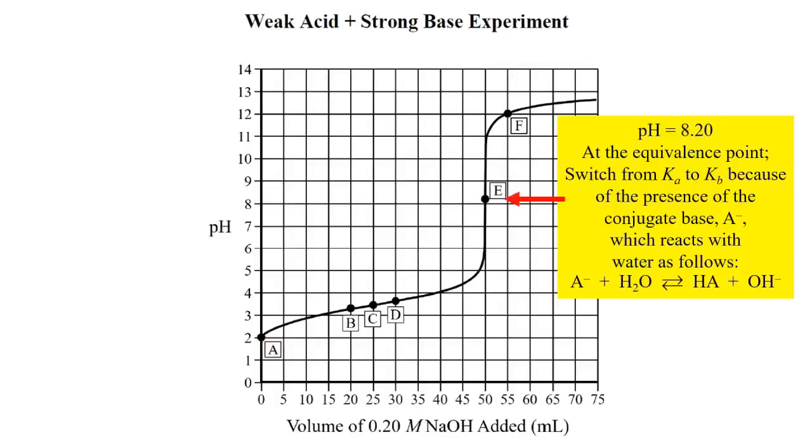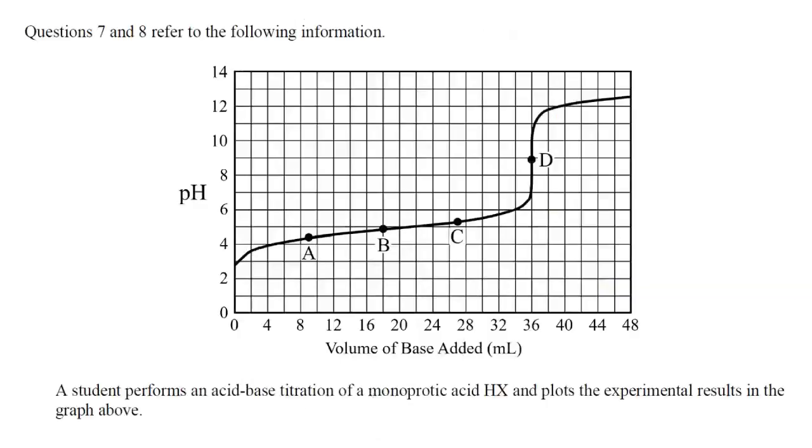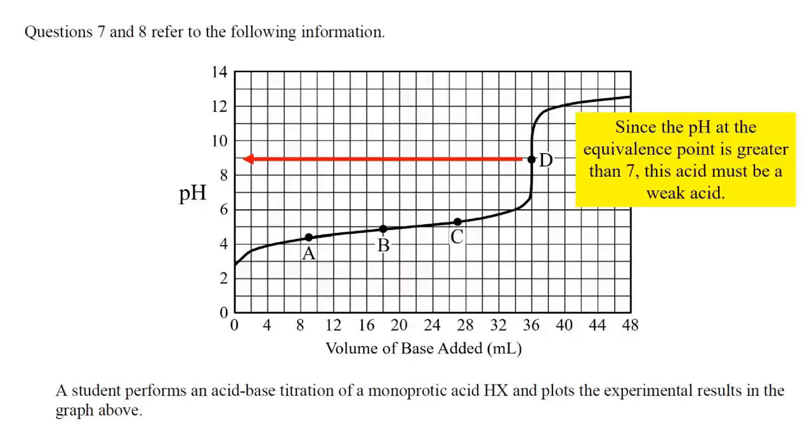And again, I'd mentioned in that graphic from my other video that you do have a pH greater than 7 when you have a weak acid, strong base titration. Now this should be pretty easy for us to go ahead and answer this particular question. Look at point D. That's the location of the equivalence point. It's around 9.